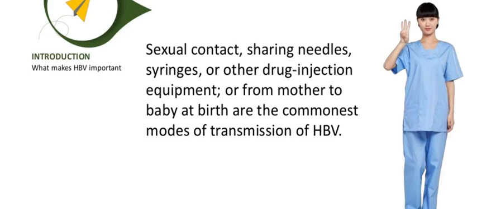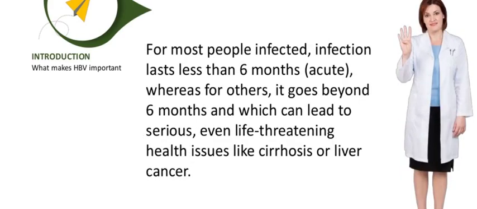Sexual contact with those who are infected, sharing needles or syringes and drug injection equipment. And the most important one that circulates in most developing countries is when a mother who is infected gives this infection to the baby at birth. This is very common in Asia and Africa. And most people who live in developing countries will actually not remember when they got infected.